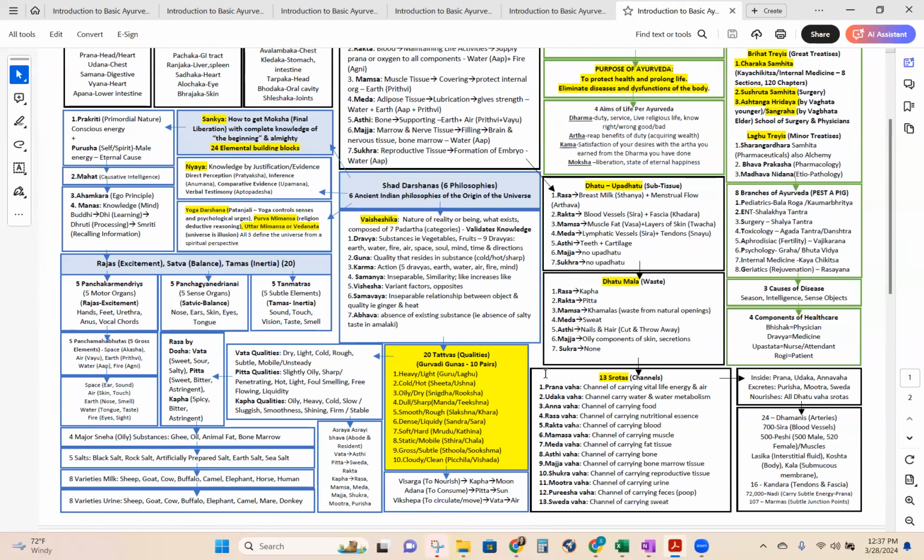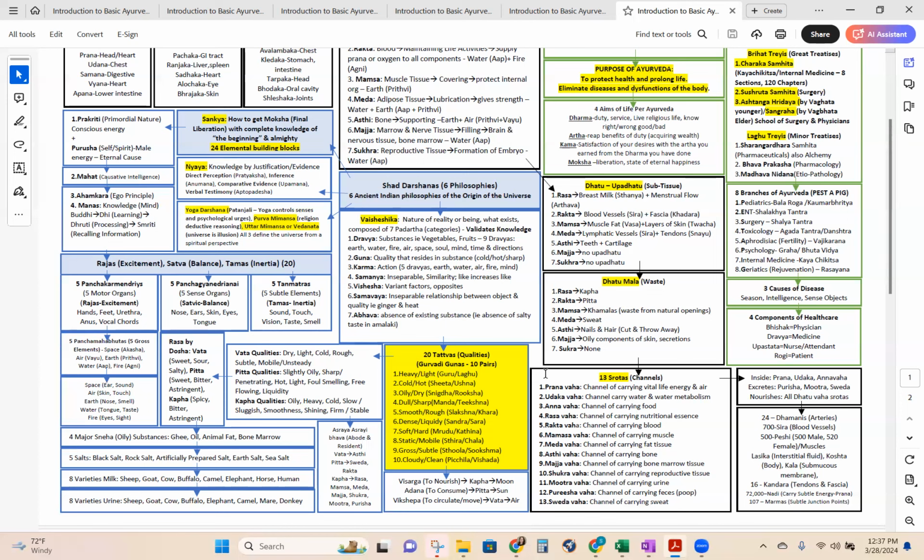And so I wanted to quickly go through all of those terms, and I just wanted to quickly return back to the Shad Darshanas, right? So we were going through the 6 philosophies. I went through the Sankhya and the 24 elemental building blocks, and a quick review of the doshas and the dosha qualities. And now the other ones: Nyaya is knowledge by justification and evidence, direct perception through inference, comparative evidence, and verbal testimony.